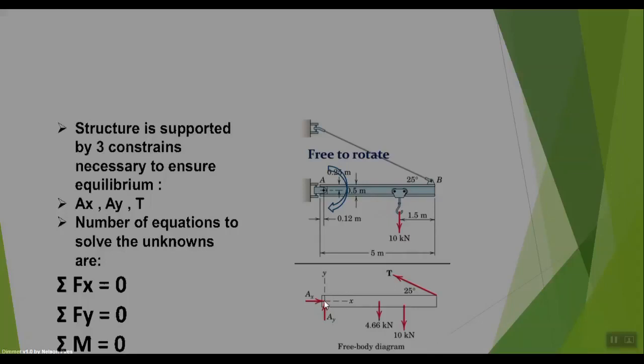Here we have the point A. It's not at the end of the beam; the distance to the end is 0.12. And we will have the moment because it's the fixed support, and here we will have the tension and the angle of 25 degrees with the x-axis.